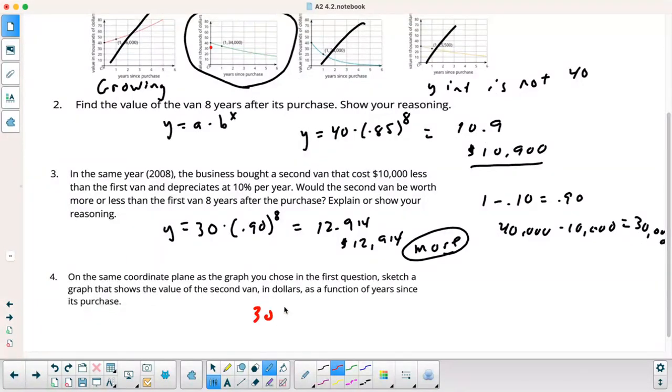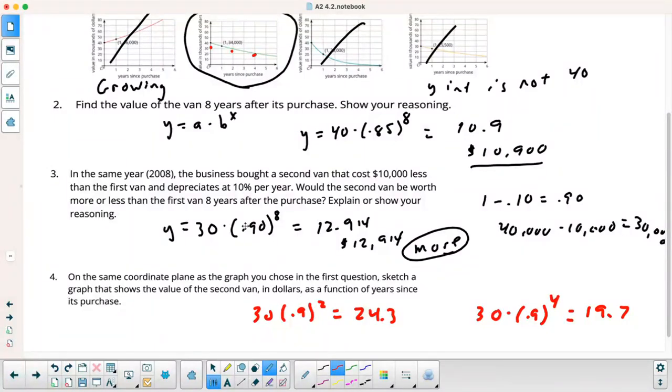So it's going to be 30 times 0.9 to the second. Let's see what that gives me. And I'm going to do 30 times 0.9 to the fourth, and I'm just going to connect the dots there. So 30 times 0.9 to the second is 24.3. So at 2, I go right there, and then 30 times 0.9 to the fourth, I get 19.7. So at 4, I'm right here.